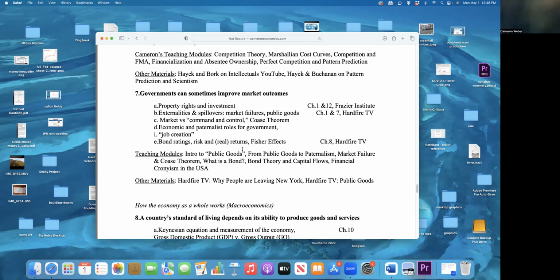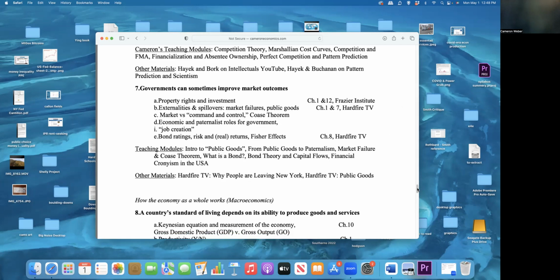And we define public goods, and we find that the definition of public goods becomes larger and larger and leads to more and more paternalism. We also did a Hardfire show on public goods, Hardfire TV on public goods, and also looking at incentives and how New York City is overregulated and overtaxed, so people have the incentive to leave New York. So sometimes governments cannot improve upon market outcomes.